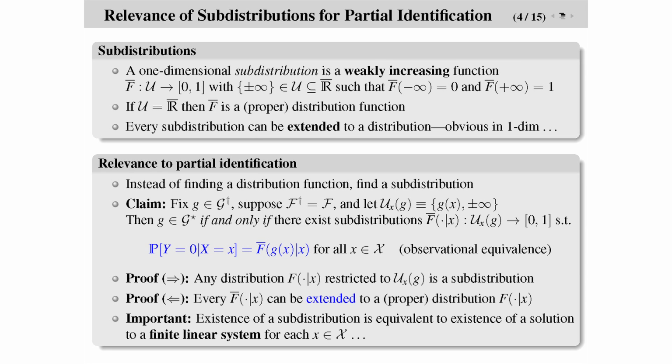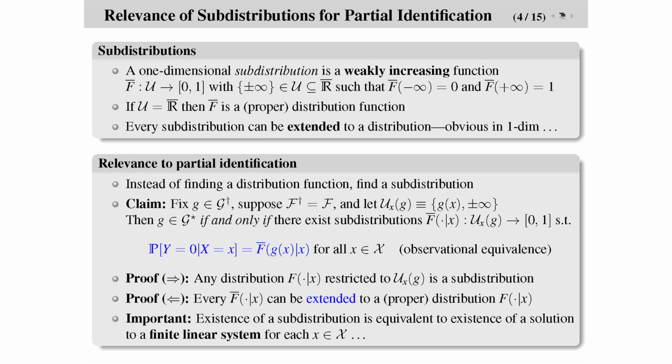If we know G is in the identified set, then there exist distribution functions that rationalize it, right? They give us back the observed distribution that we saw. If we restrict those distributions, then just by definition, they're subdistributions. So one way is immediate from the definition. The other way uses this third bullet point up here, that every subdistribution can be extended to a distribution function. So if we find these subdistributions that satisfy the observational equivalence condition, then using an argument like this, we extend them back to distribution functions. And they still satisfy this observational equivalence condition because they're an extension. And so therefore, G is in the identified set.